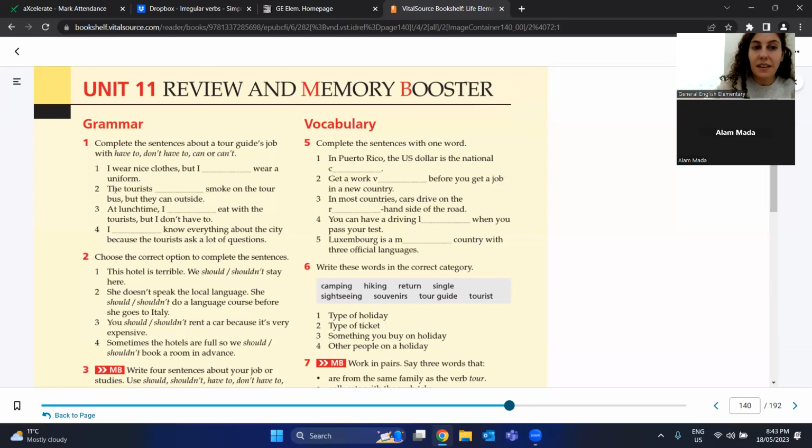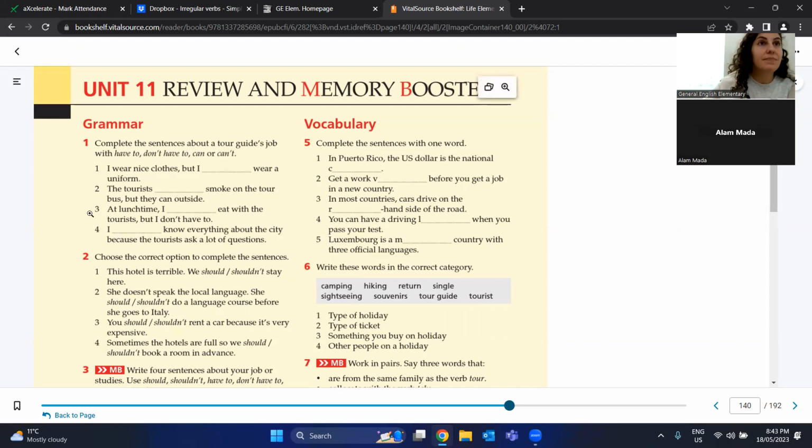So the tourists, no, there's no option. They can't. We want to take away that option from them. So tourists cannot smoke on the tour bus. But if they want, they can outside. If you can replace can with if you want, you can. So this one is can't. Tourists cannot smoke on the tour bus because we took away that option from them. We don't want them to.